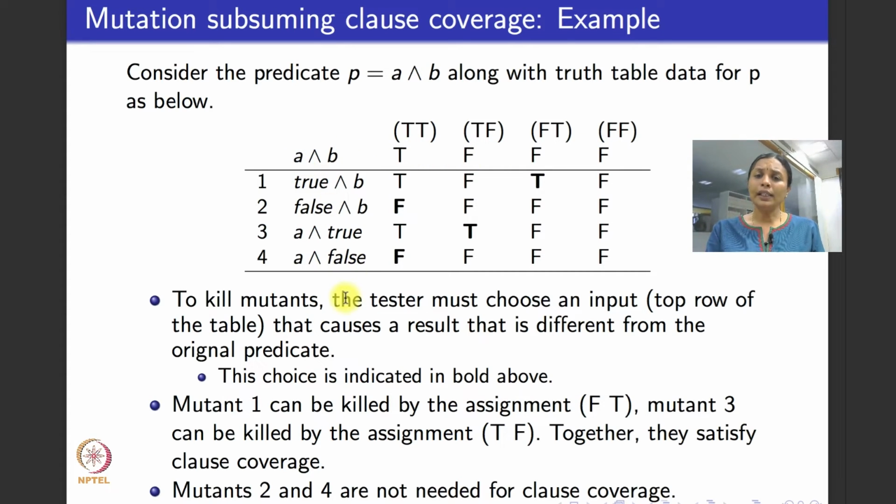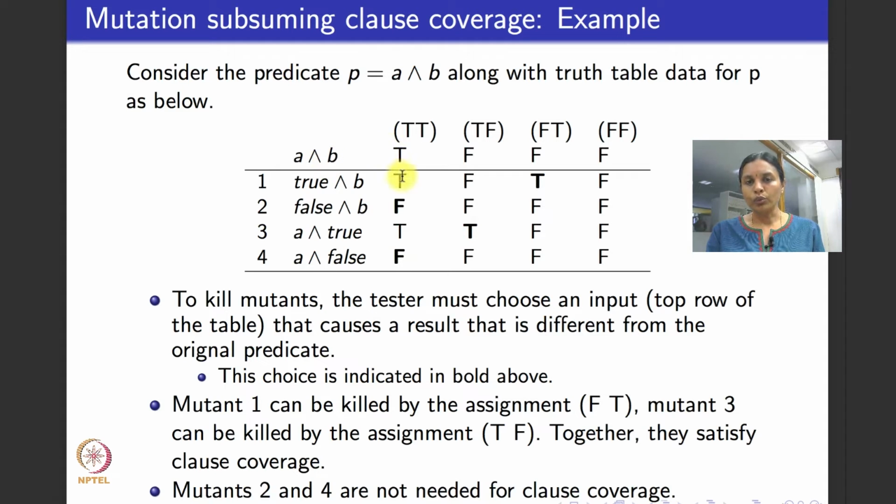Remember, to kill the mutants, the tester must choose an input, which is here right on top row of this table, that causes the result to be different from the original predicate. So let's say this is the first mutant. What have I done in this mutant? I have taken A, made it true. So now let's see which is the place where this resulting mutated predicate is different from the original predicate A and B.